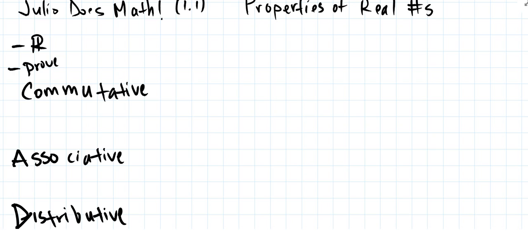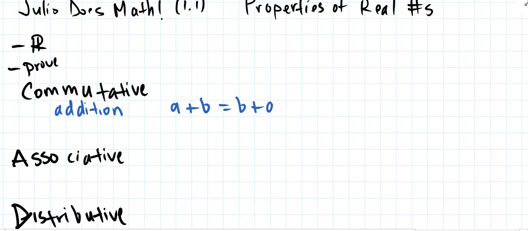Your commutative property, in addition, says that a plus b is the same as b plus a. In other words, if you take a number a, such as 3, and a number b, such as 4, it's the same as taking the same numbers and reversing the order. You're going to get 7 on the left, and 7 on the right. It does not matter in which order you add numbers.